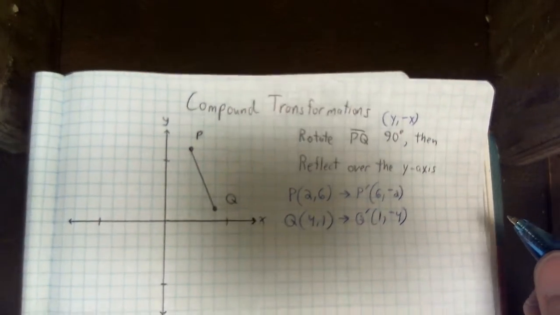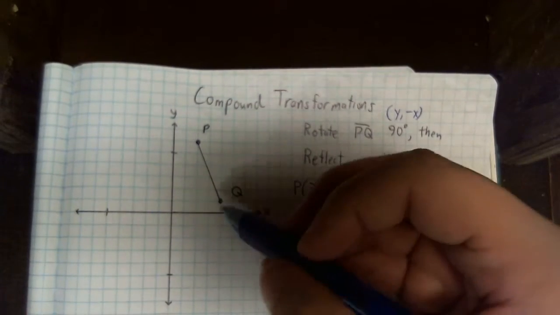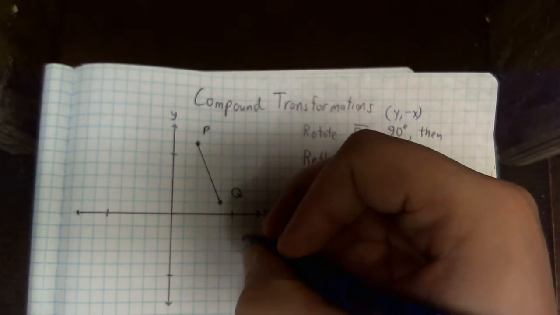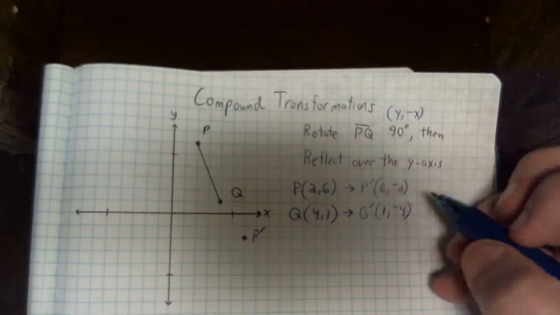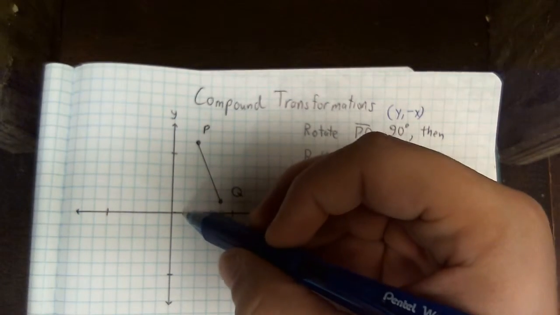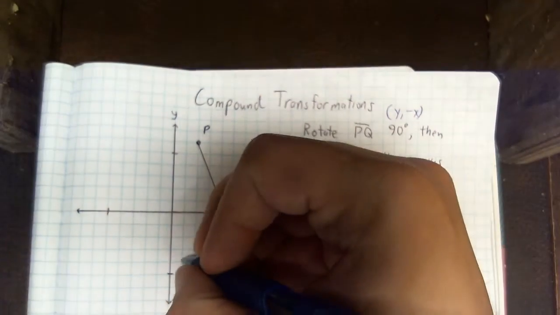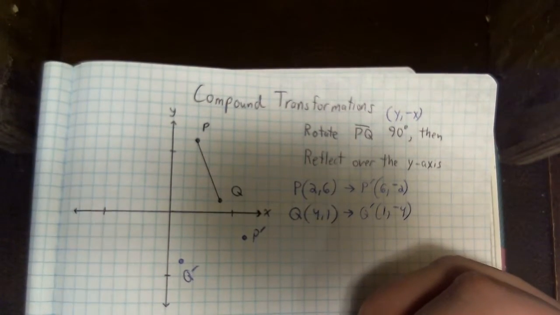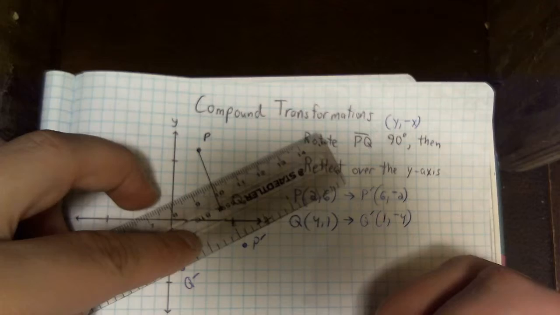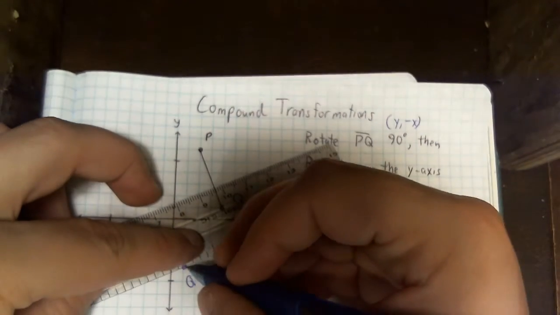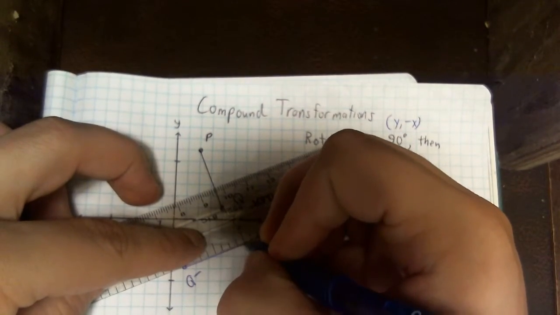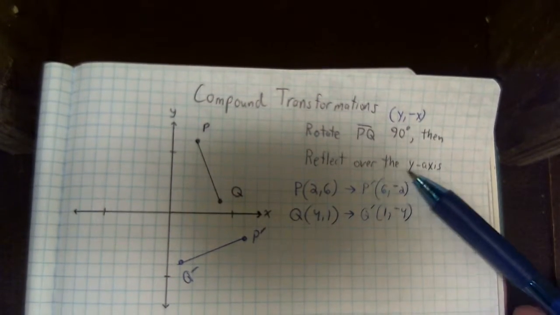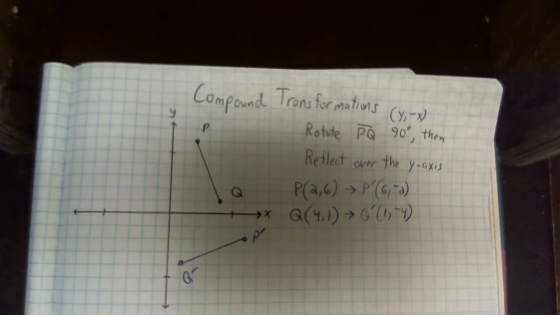Now I'm going to graph that right now. I'm going to go 6 and -2. That's P prime. Q tells me to go 1 and -4. That's Q prime. And then we're just going to connect our dots. Now the problem is not over. We still have to reflect over the y-axis.